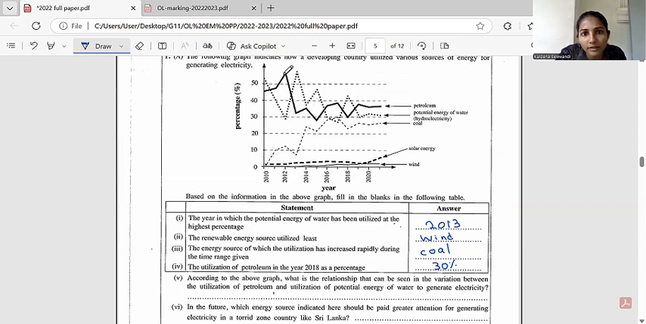But when we compare, when petroleum increases, what happens to the hydropower, hydroelectricity? It decreases. Then when petroleum decreases, hydroelectricity increases. It means when one factor decreases, another factor increases. This has an inversely proportional relationship. Inversely proportional relationship. That is the answer.